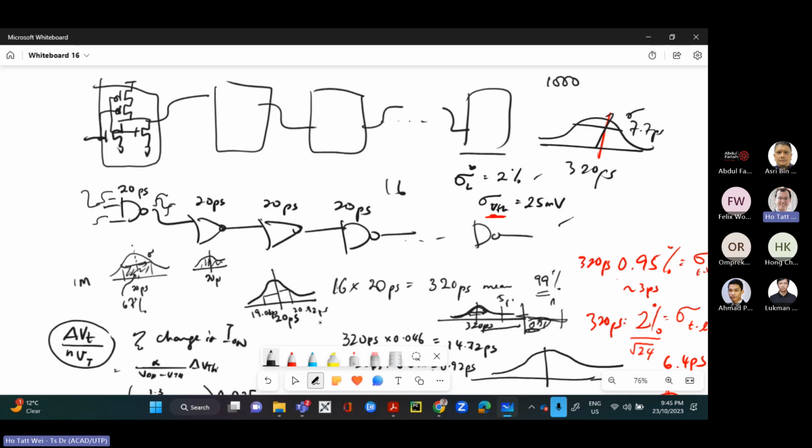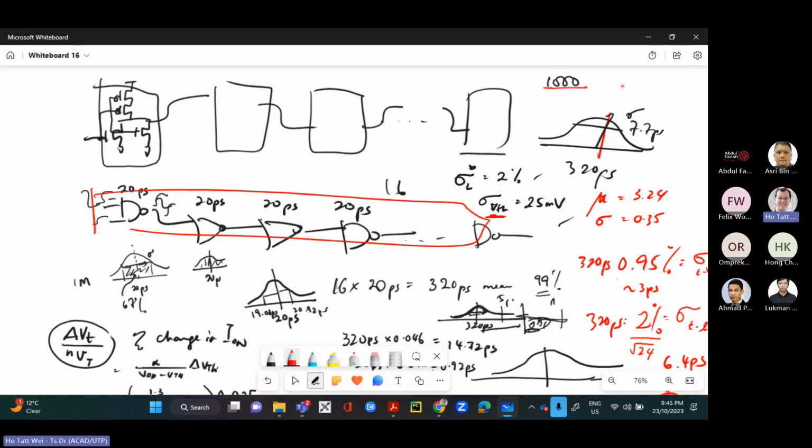So I can come up with a new distribution, 3.24, standard deviation 0.35, where this critical path is present in 1,000 compute elements. So for that whole chip, I can come up with a new mean, 3.24 times 320 picoseconds. So the new distribution will be 320 times 3.24, or 1,037 picoseconds. My new distribution will be 1,037 picoseconds, and then 0.35 of 7.7 is roughly divided by 3. So it will be something like this. The standard deviation will roughly be something on the order of 2 picoseconds, right?